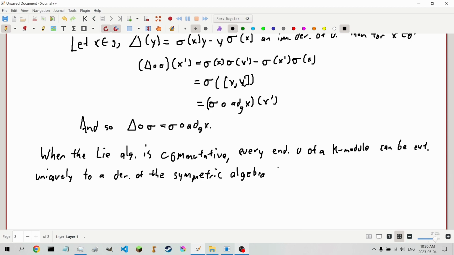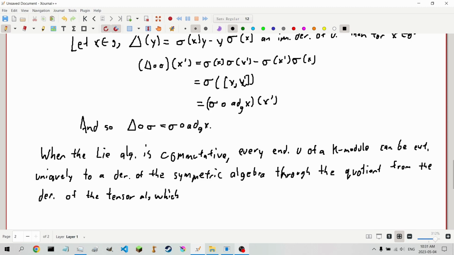This is done through the quotient from the derivation of the tensor algebra, which extends U. I guess "of" would be a better term than "from" in this case.